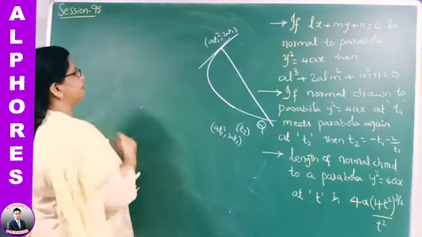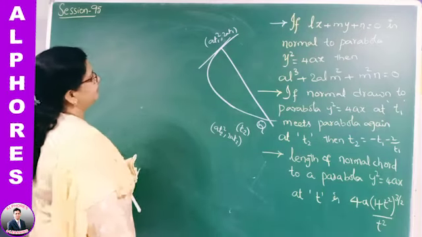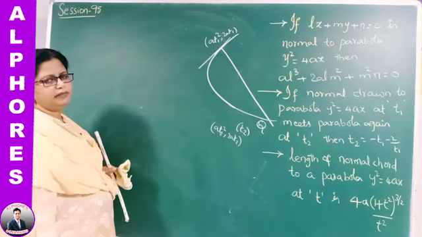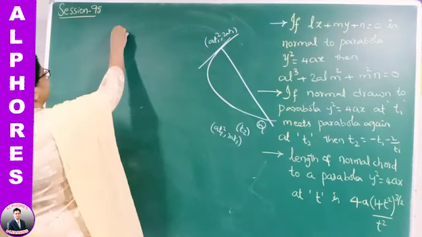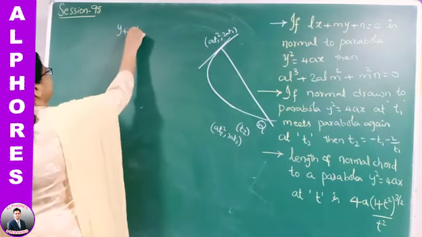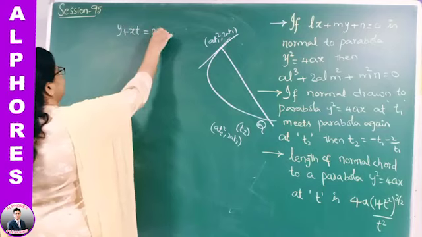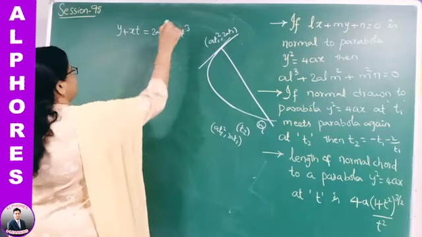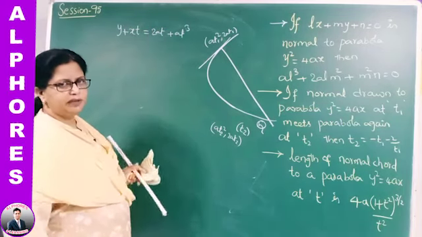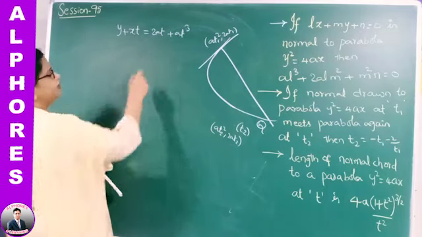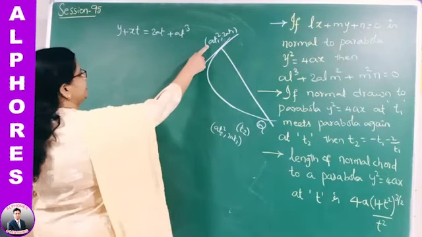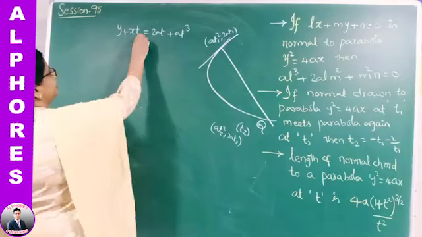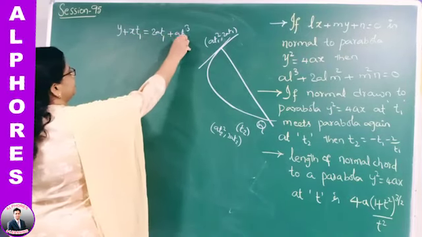So what is our formula, students? Actually, the formula for the normal equation is y plus xt equal to 2at plus at cube. Okay, y plus xt is equal to 2at plus at cube. This is our formula and we are taking this at T1. Therefore I am writing T1 here and this also T1.